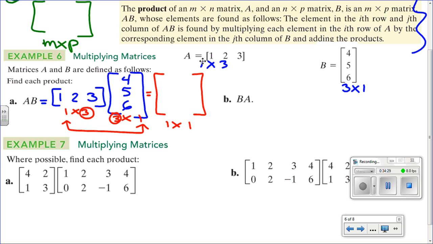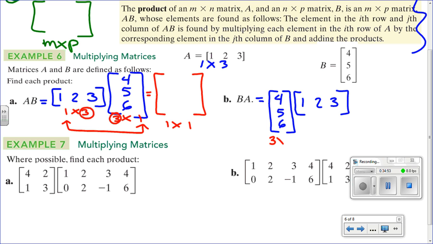Now let's look at the other one, and the other one says B times A. So let's position the two matrices first. Matrix B is 4, 5, and 6, and matrix A is 1, 2, 3. So let's see if this is possible. This is 3 rows by 1 column, and this is 1 row by 3 columns. So can we multiply this one? Yes, because the numbers in the middle match.